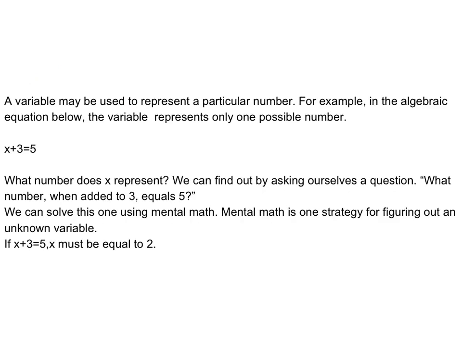A variable may be used to represent a particular number. For example, in the algebraic equation below, the variable represents only one possible number, x plus 3 equals 5. What number does x represent? We can find out by asking ourselves a question. What number, when added to 3, equals 5? We can solve this one using mental math. Mental math is one strategy for figuring out an unknown variable. If x plus 3 equals 5, then x must be equal to 2, since 2 plus 3 equals 5.